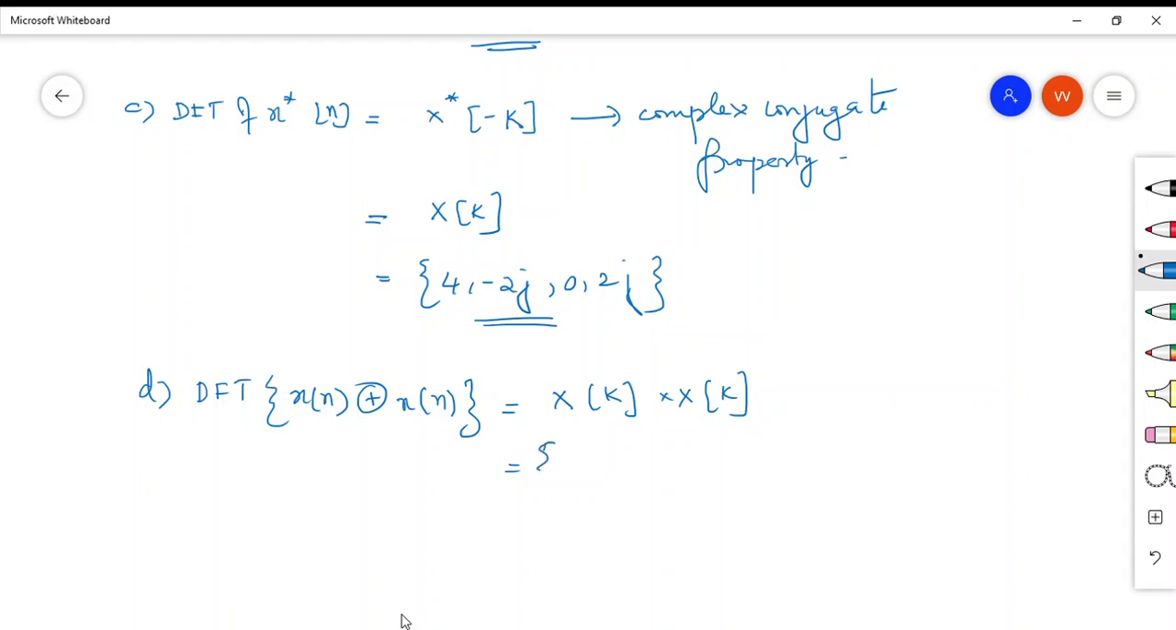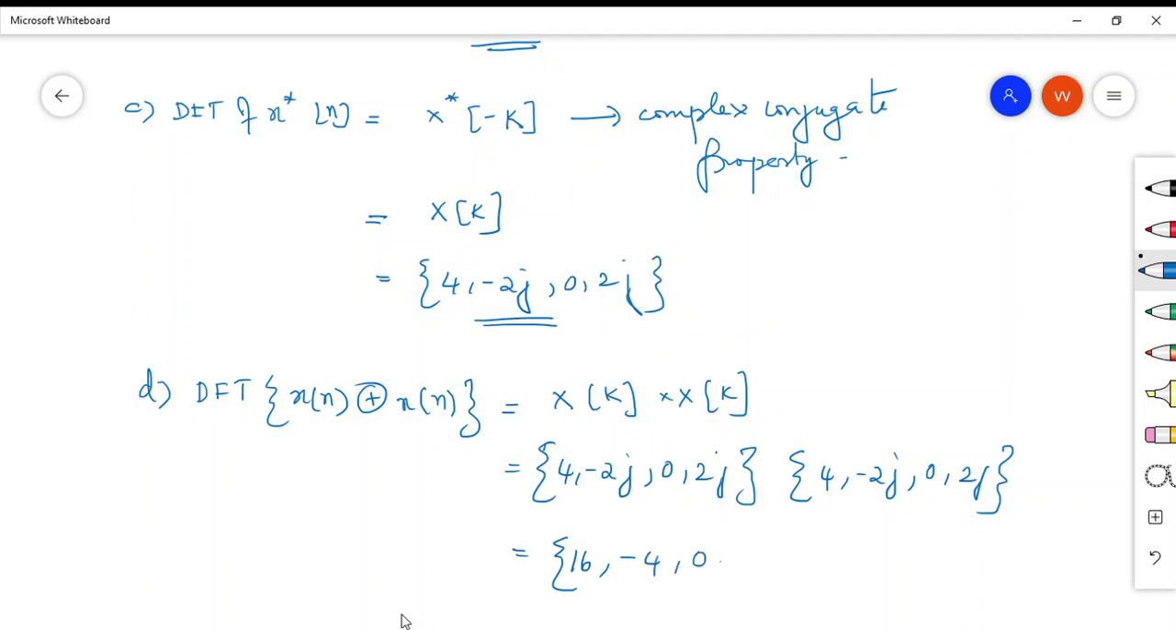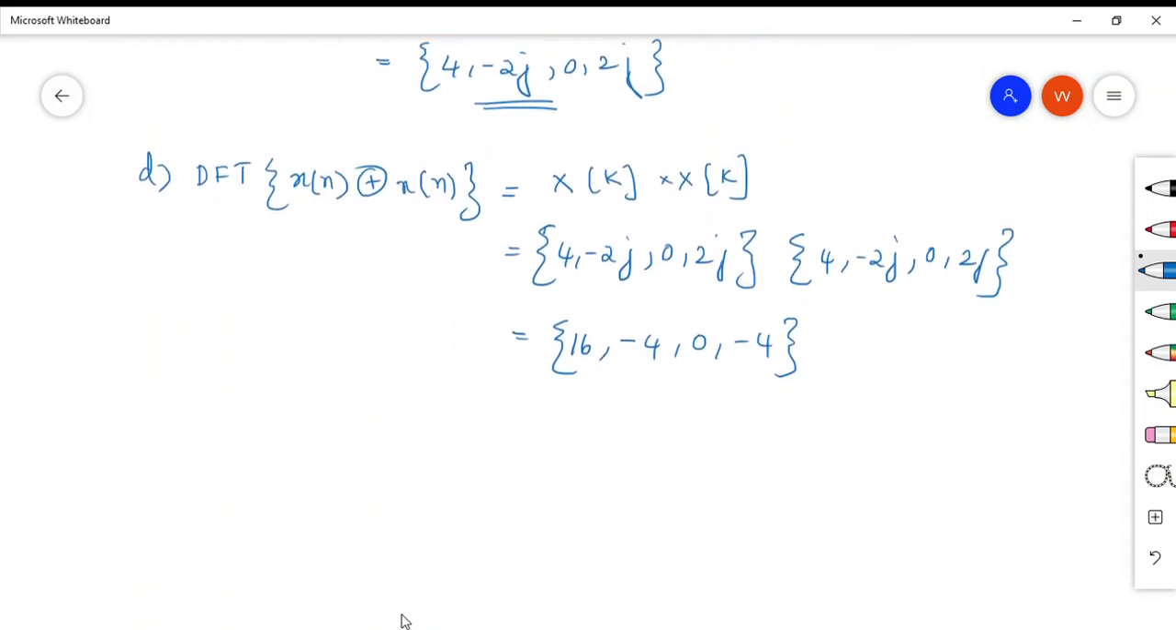So you just multiply the two sequences: 4, minus 2j, 0, 2j multiplied with 4, minus 2j, 0, 2j. When you multiply, this is 16, minus 4, 0, minus 4. So this is how you find the DFT of the convolution of two signals.